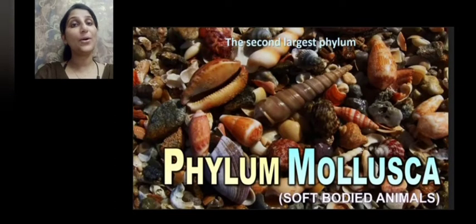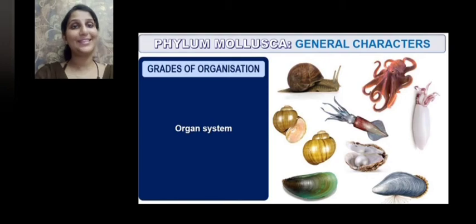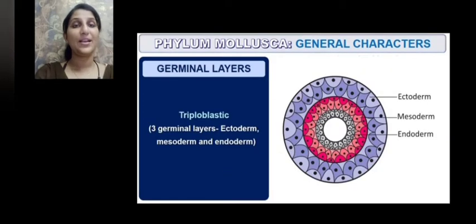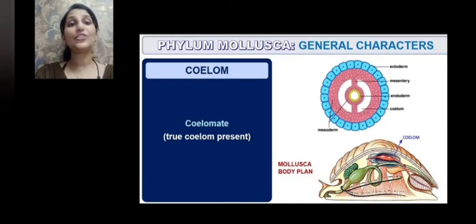Now let us learn about the second largest phylum following phylum Arthropoda, which is phylum Mollusca. So phylum Mollusca means all the animals which have soft bodies come under phylum Mollusca. About its grade of organization, it is organ system, and about its symmetry, they are bilaterally symmetrical. And about its number of germ layers, there are three, so they are triploblastic, namely ectoderm, mesoderm, and endoderm. And they have a true coelom.